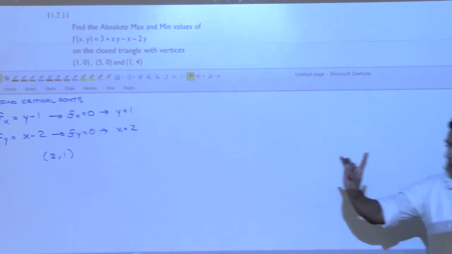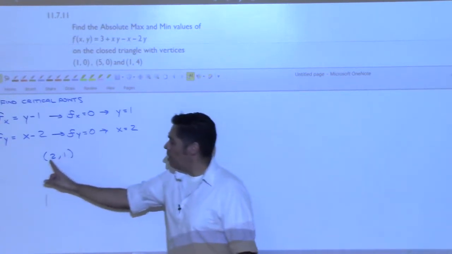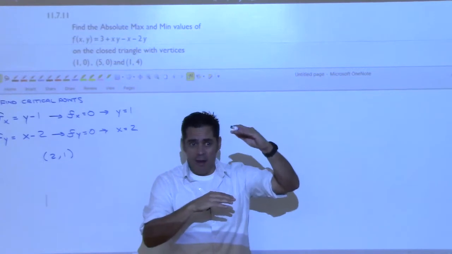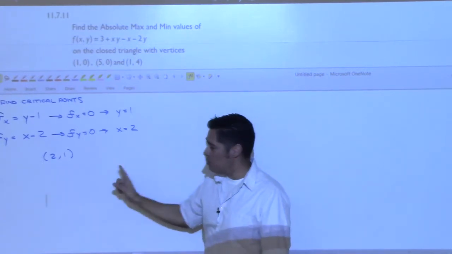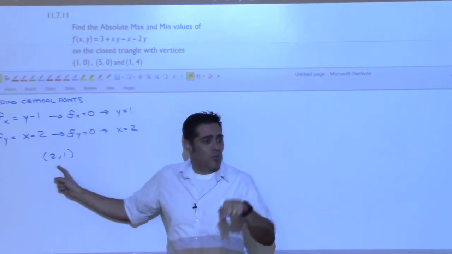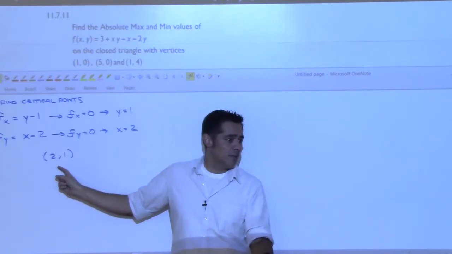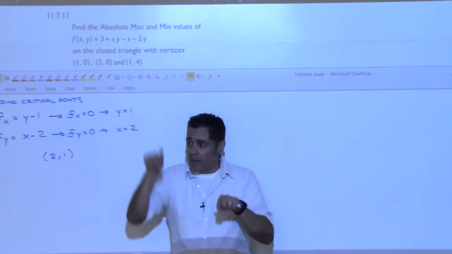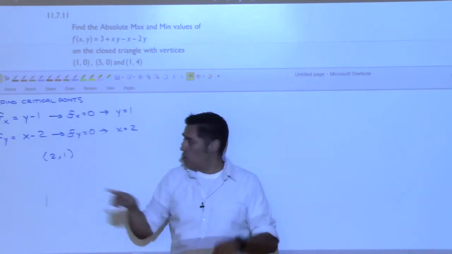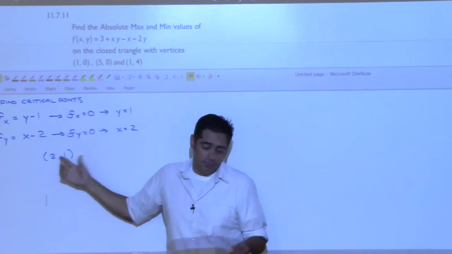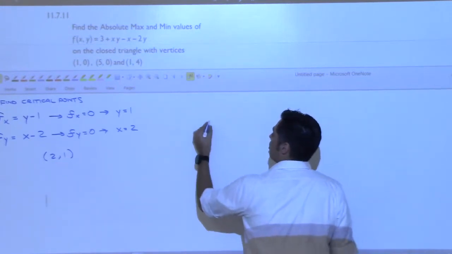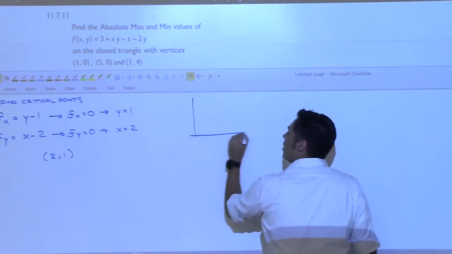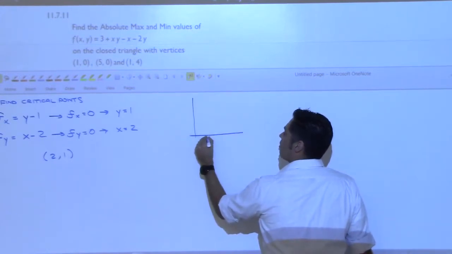Now, eventually, I will plug this point into the original function to see what its value is. All right? But I have to make sure that this point lies within the region we're talking about. Because right now, this computation has no idea we're only allowed to be in this little triangle, right? So does this lie in our triangle? Let's take a look at our triangle. I'm going to draw a picture of it real quick. I know we had it up there earlier, but it's the point 1, 0, which is here.